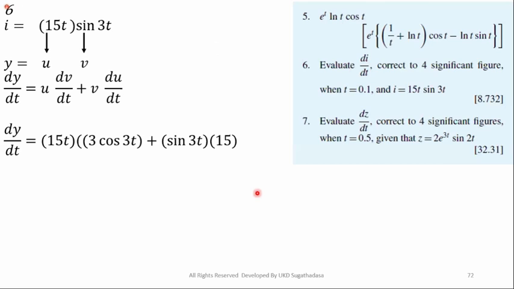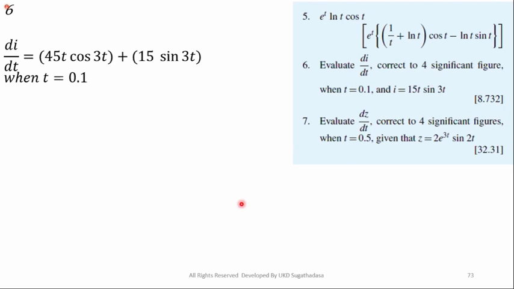And this is a differentiation, right? Now evaluate di by dt, correct to significant figures, when t equals 0.1. This is the important thing I mentioned. Substitute t equals 0.1. This is the simplified version: 3 times 15 is 45t cos 3t, plus 15 sin 3t. This is the final value of di by dt.